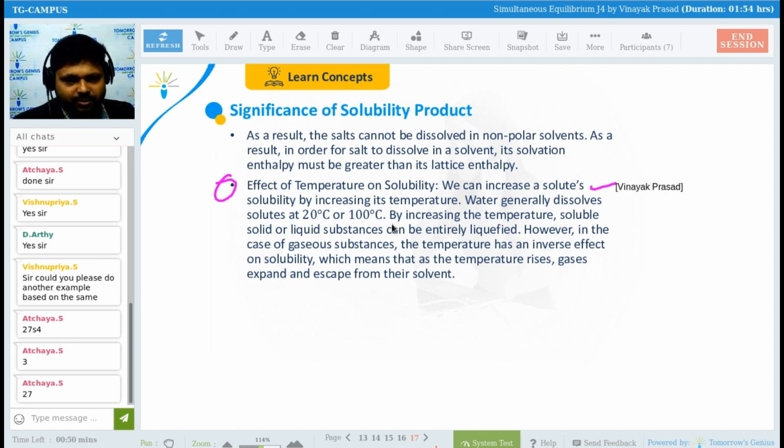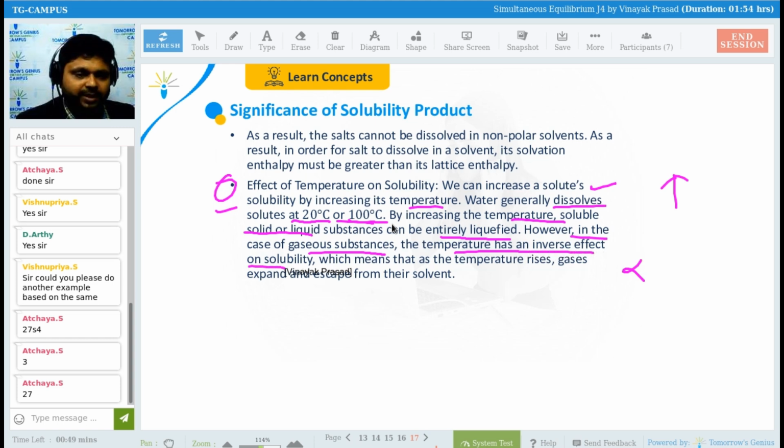We can increase the solute solubility by increasing the temperature. I have told you in the starting of the class, if the temperature increases, solubility will increase, solubility product will also increase. So we can increase the solute solubility by increasing its temperature. Water generally dissolves solutes at 20 degrees Celsius, or 200 degrees Celsius, you can say. By increasing the temperature, soluble solids or liquid substances can be entirely liquefied. However, in the case of gaseous substances, the temperature has an inverse effect on solubility.